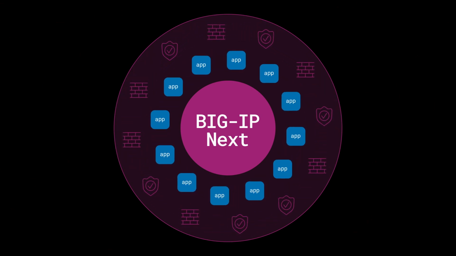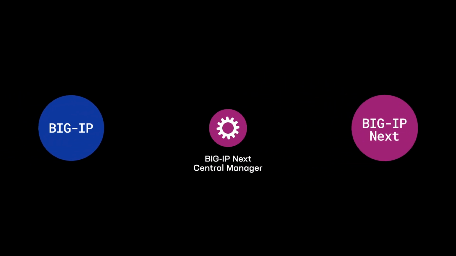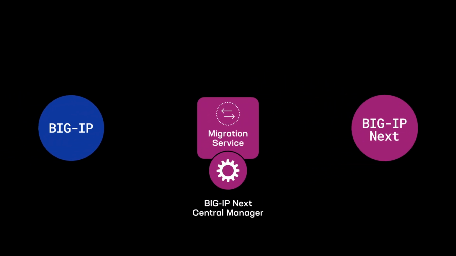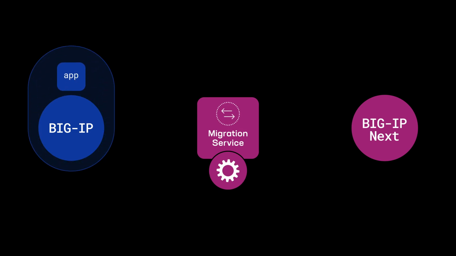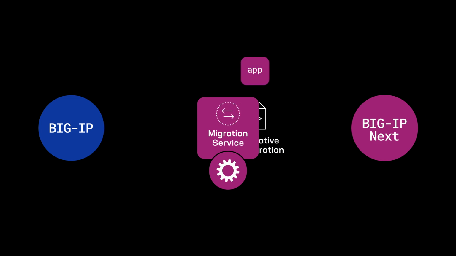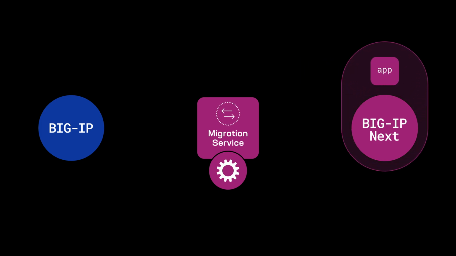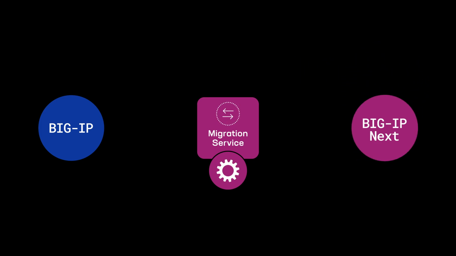When you're ready to upgrade, BigIP Next Central Manager's integrated migration service streamlines your transition. It takes existing configurations from BigIP, analyzes them, and converts them into declarative configurations compatible with BigIP Next. You can then deploy them automatically to a BigIP Next instance of your choosing, straight from the Central Manager.